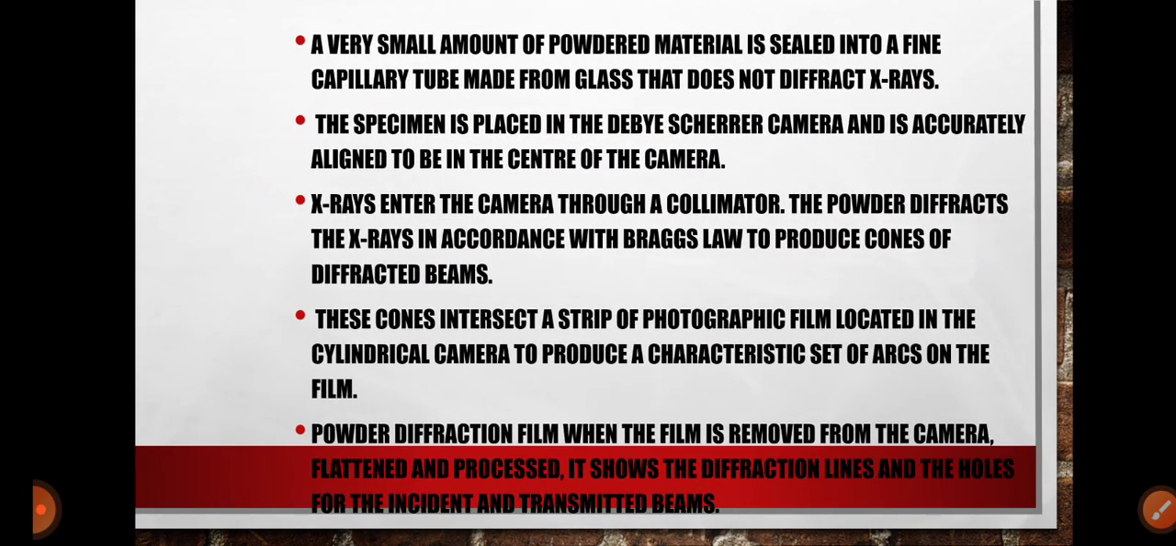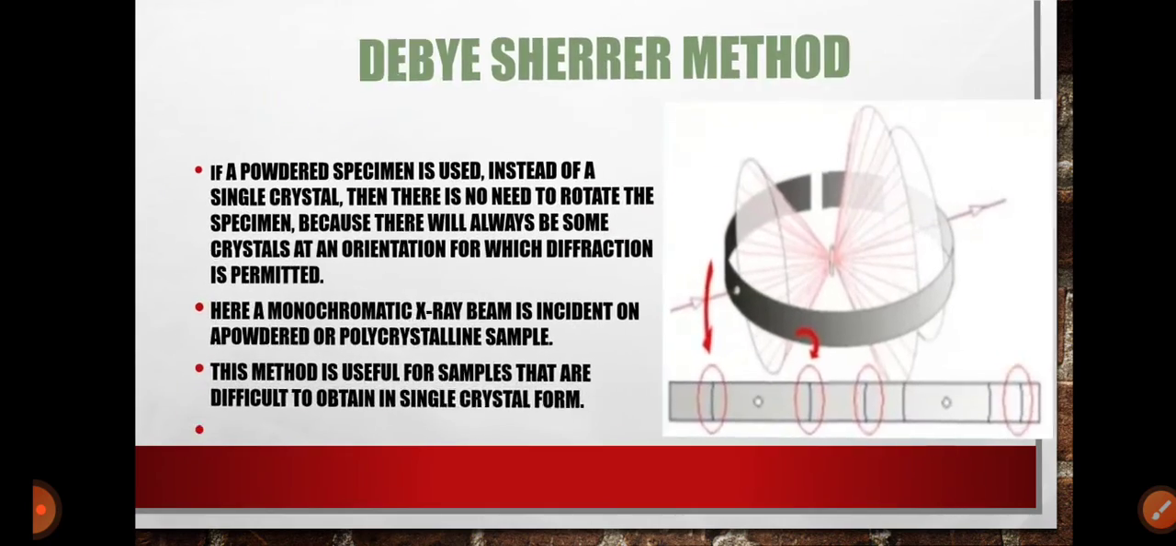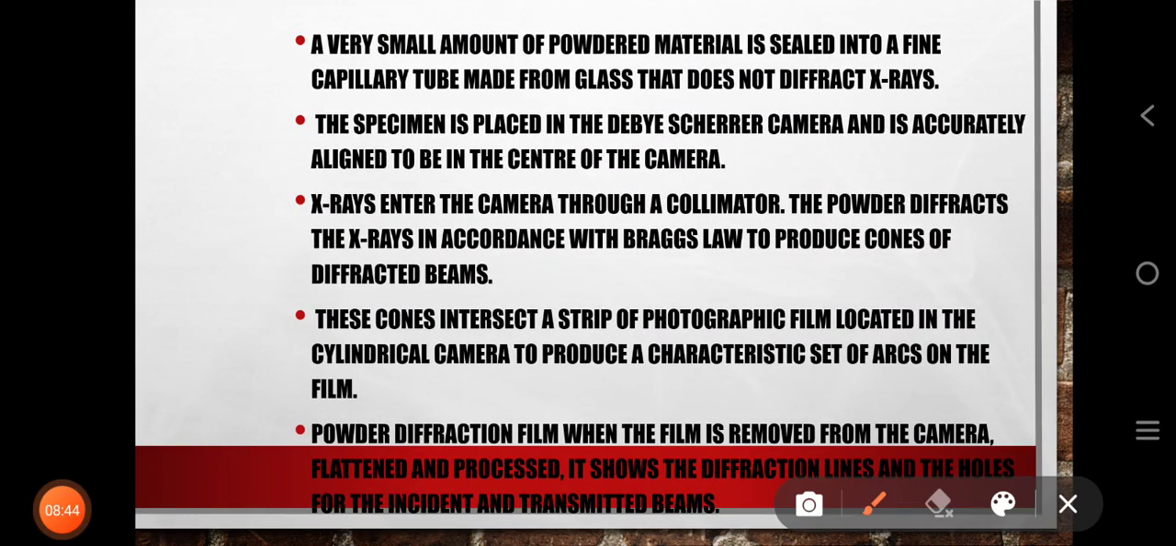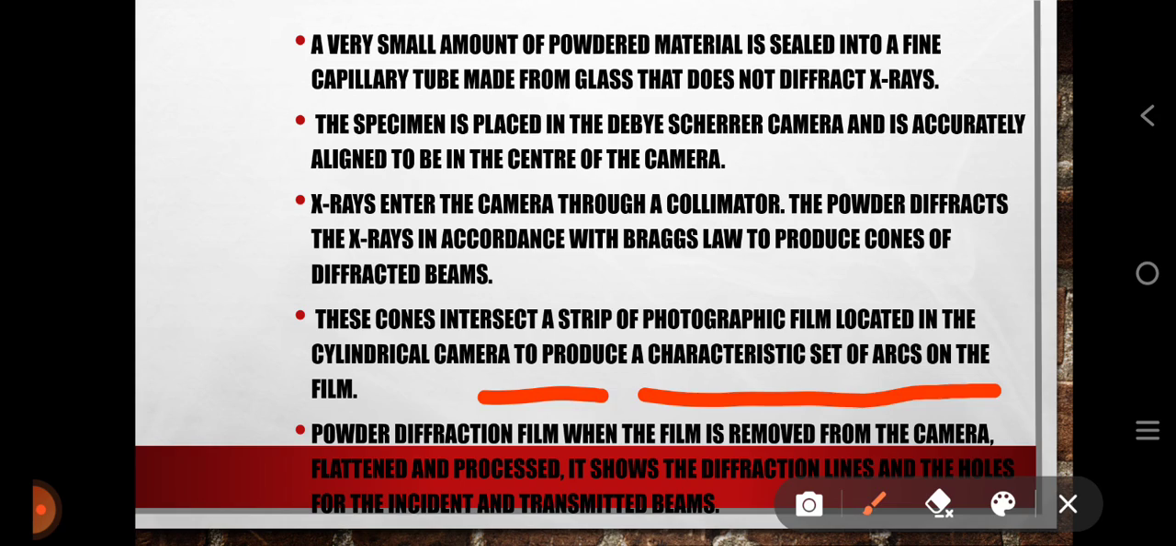In this method, a powder sample is put into a capillary, and this capillary is put into the camera, and X-rays enter into the camera through the collimator. The powder diffracts the X-rays in accordance with Bragg's law, which is used to produce cones of different beams. These cones intersect a strip of photographic film located in the cylindrical camera to produce a characteristic set of arcs on the film.